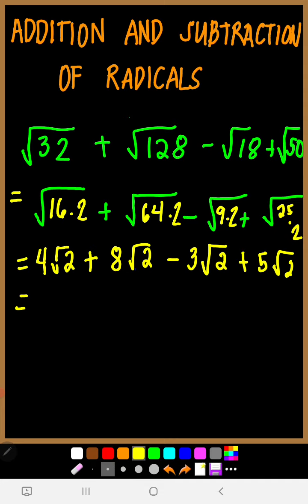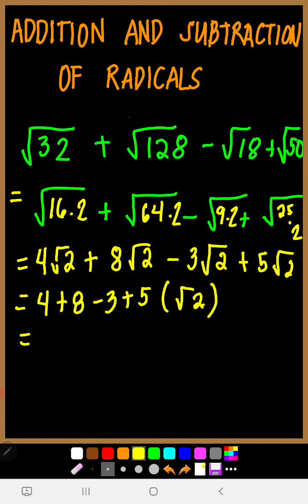Okay. So, as you can see, pare-parehas na sila ng base. Pare-parehas na din sila ng index. So, similar radicals na lang siya. So, pagsamahin natin 4 plus 8 minus 3 plus 5 square root of 2. Okay? So, magiging 4 plus 8, that is 12, minus 3, that is 9, plus 5, that is 14. And then, just copy the radical expression square root of 2. So, that is our final answer.